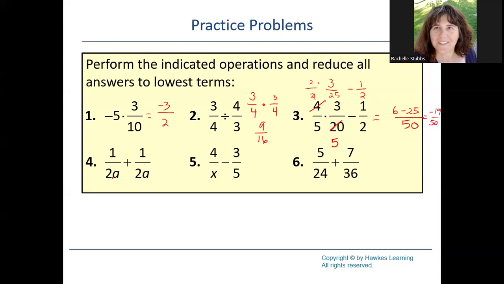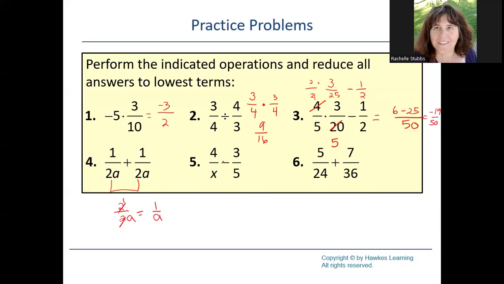Okay, number 4, my denominators are the same. That's awesome. So I'm just going to add the tops. 1 plus 1 is 2, so I have 2 over 2a. But I can reduce now. The 2s will cancel out, leaving me a 1 up here, 1 over a.